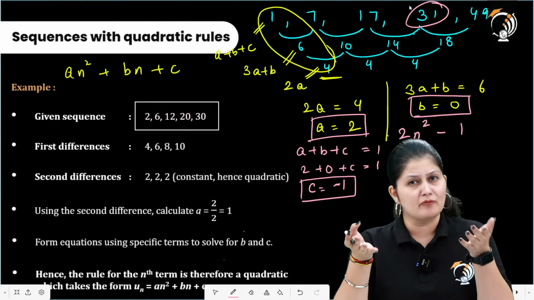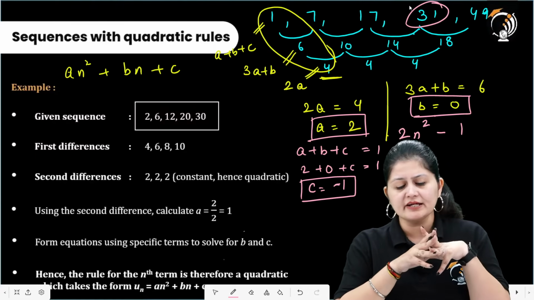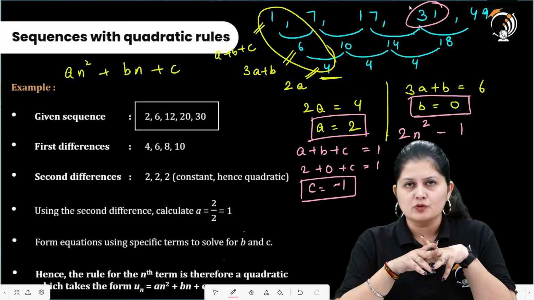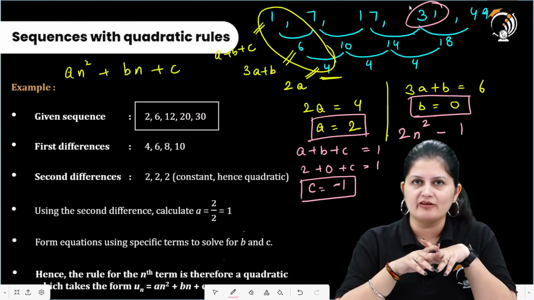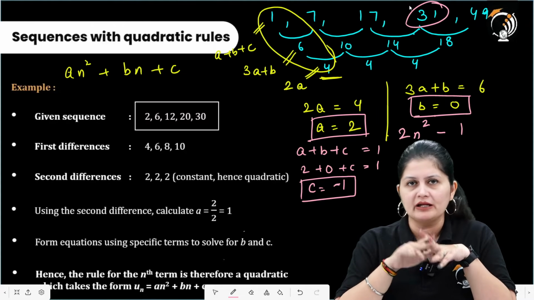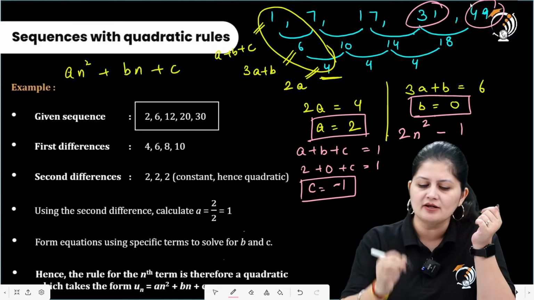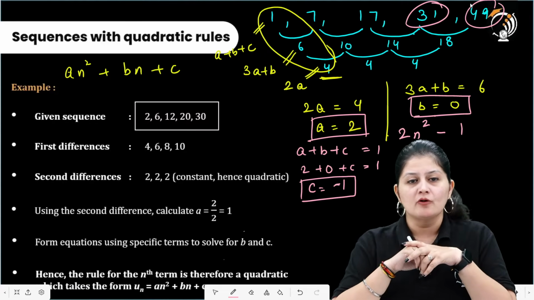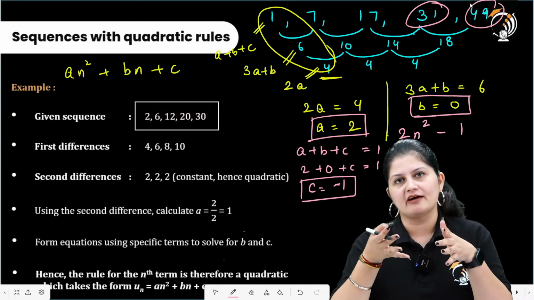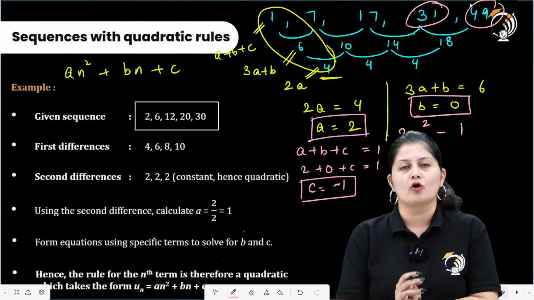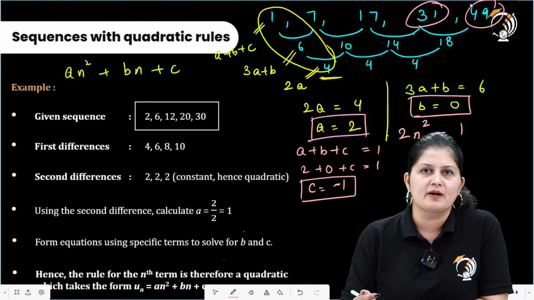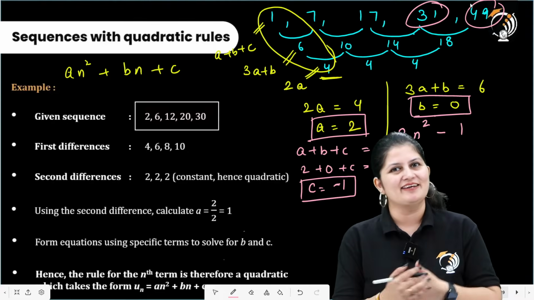Let's check it for maybe one more value. Let's take n is equal to 5. So, n square is going to be 25. 25 multiplied by 2 is equal to 50. Minus 1 is 49, which is the fifth term of the sequence. So, whatever general expression we have got for the nth term of this particular sequence is definitely right here.